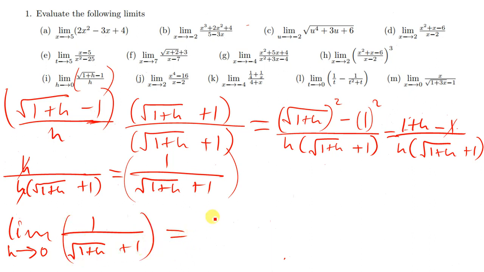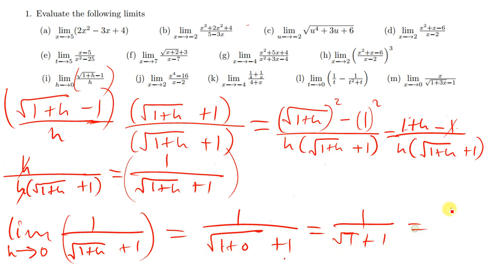So this will simply be equal to, you just replace h with 0. When you put 0 where there's h, you're going to have 1 over the root of 1 plus 0, then plus 1. So you just remain with the square root of 1 plus 1, which is just 1 over 1 plus 1. The solution is simply 1 over 2. So that is how simple limits are. This is how you simplify that kind of expression.